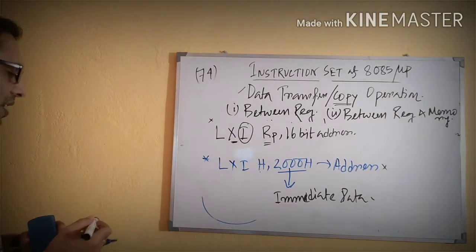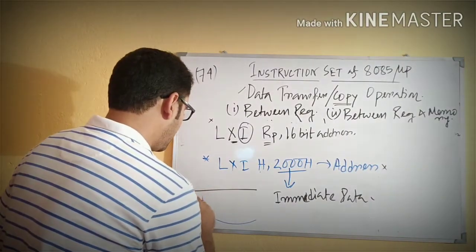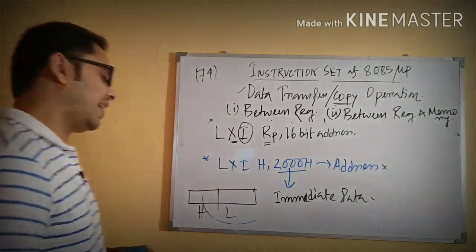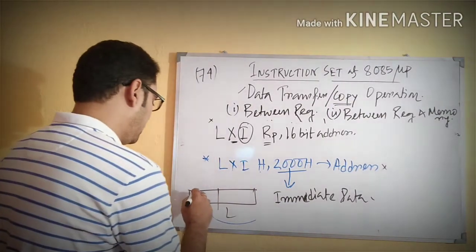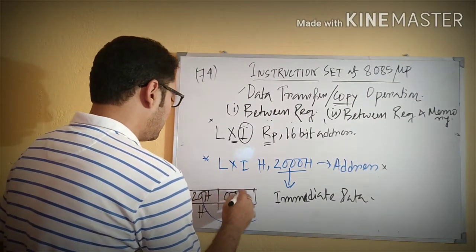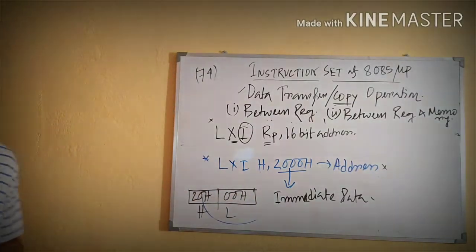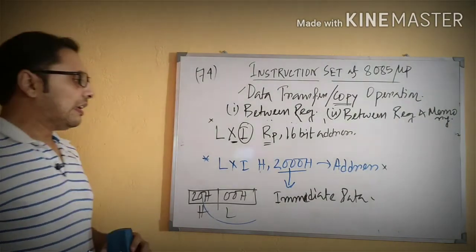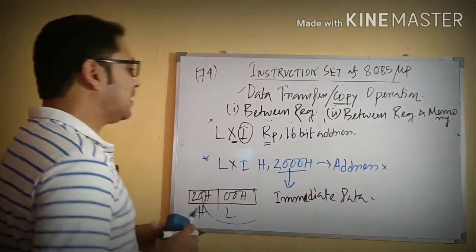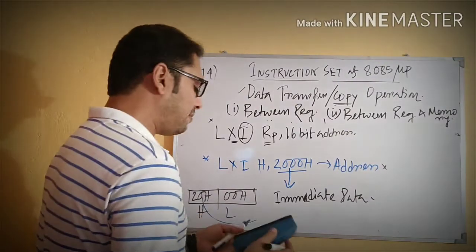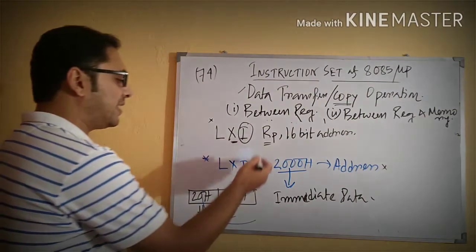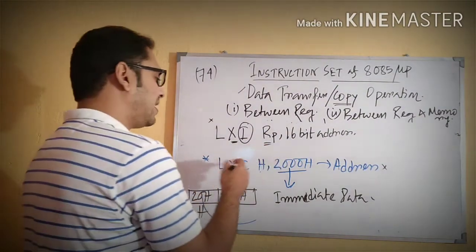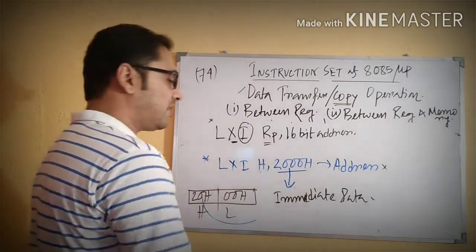So what will happen actually here? Assume this is the HL register pair we are talking about. This is H and L, and if we execute LXI H, 2000 hex, then 20 will come here, 00 will come here. Clear? Now remember, I have taken the example of register pair H. It can be the DE register pair also, so you can write LXI D, or LXI B.